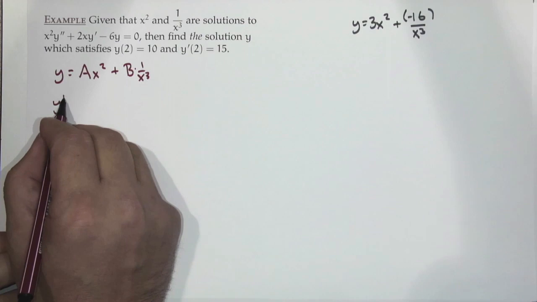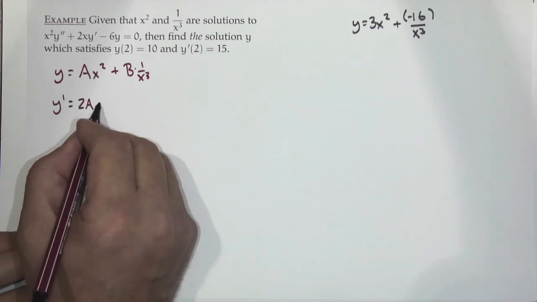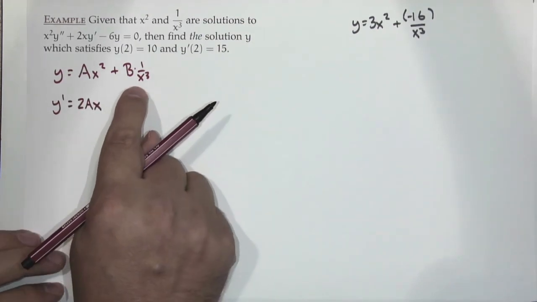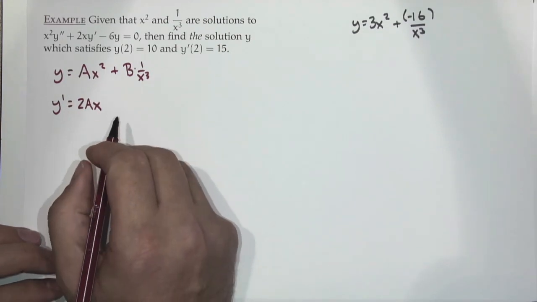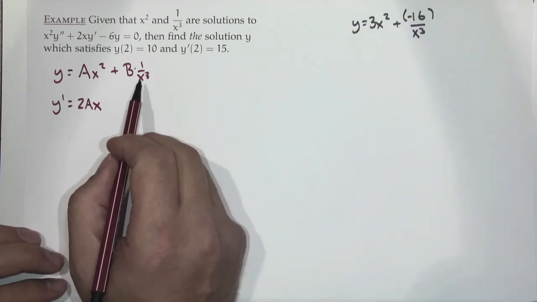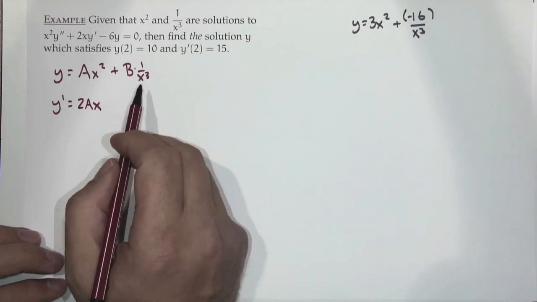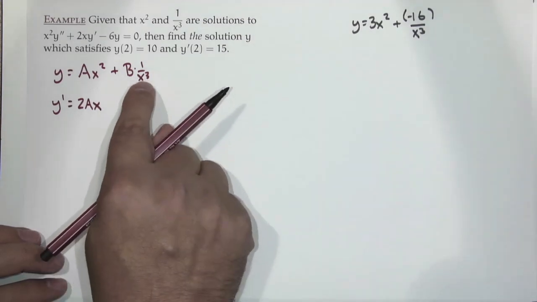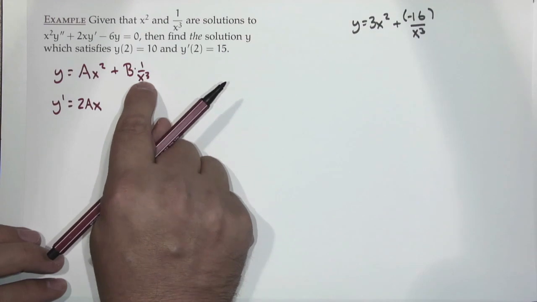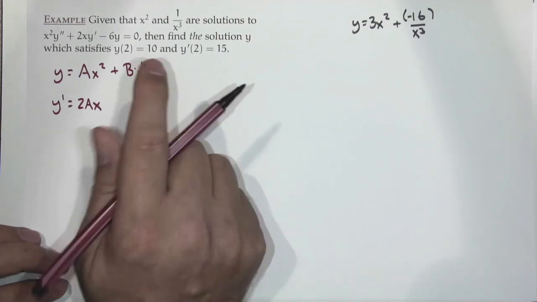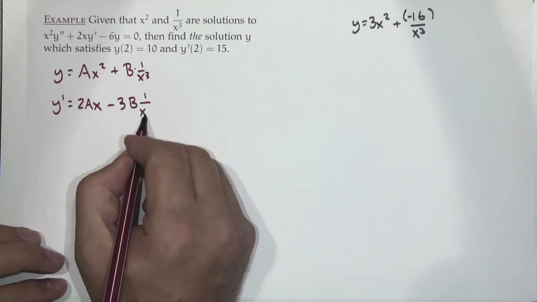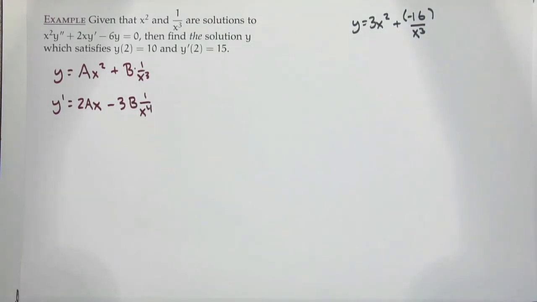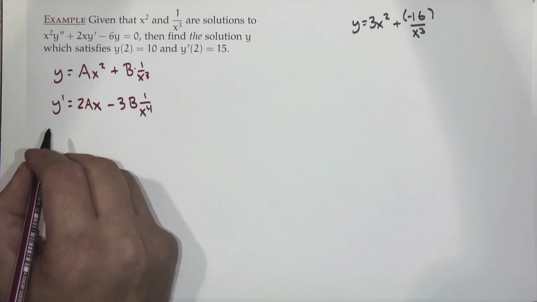We should refer to y prime, so that's 2ax. What's the derivative of 1 over x cubed? So x cubed downstairs is x to the minus 3 power. The minus 3 comes down, so you have minus 3b, x to the minus 4, which is 1 over x to the 4th. All right, so we plug in our numbers.